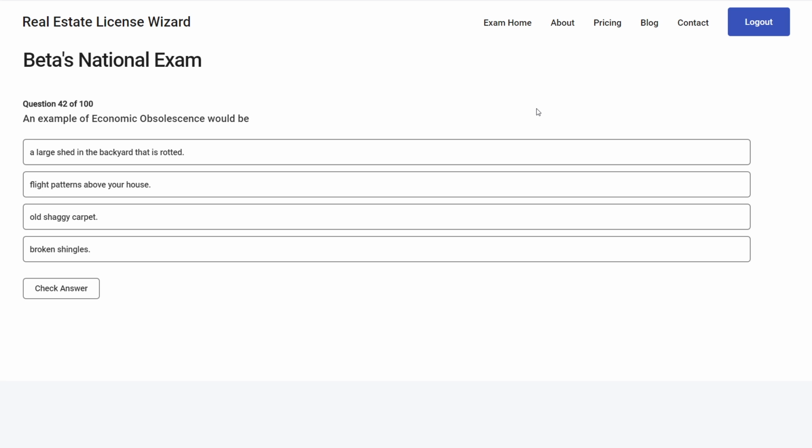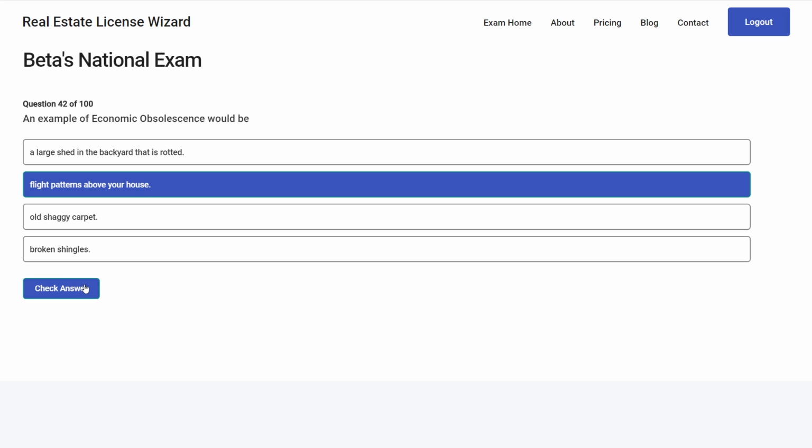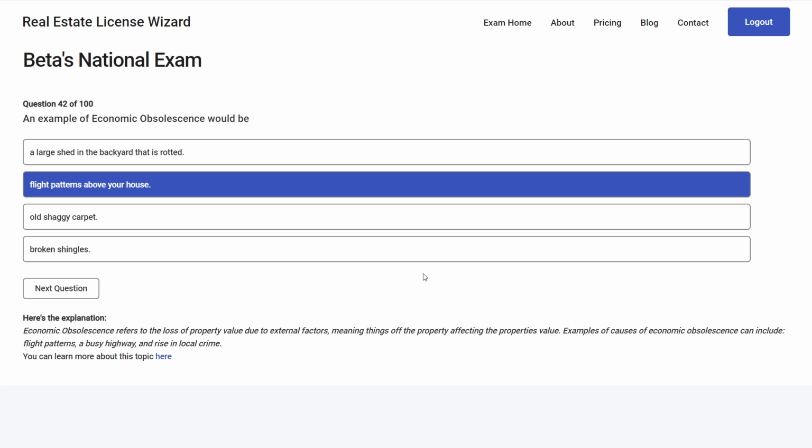So the correct answer is flight patterns above your house. That would be an example of economic obsolescence. Economic obsolescence refers to lost property value due to external factors, meaning things off the property. A couple examples would be flight patterns, a busy highway, a rise in local crime, things like that. We talked a little bit about depreciation earlier, and depreciation commonly comes up on the exam. So when we're talking about economic obsolescence, it's super important that you understand what it is as well as what an example is, because these are pretty common questions on the exam.